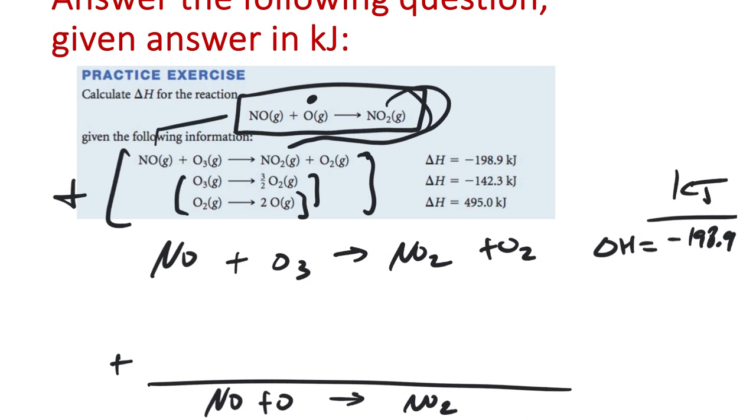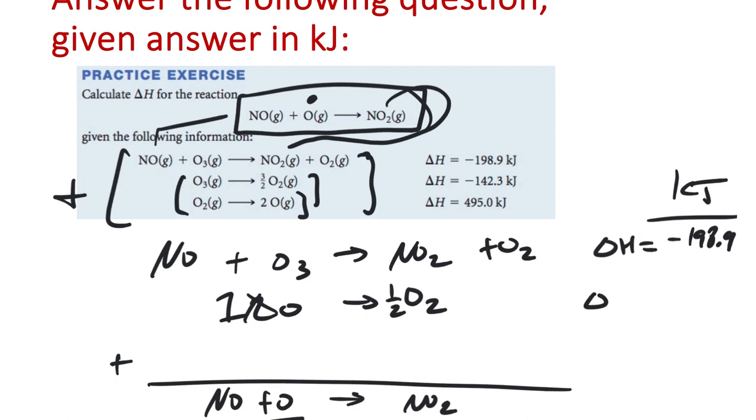If I flip that reaction and I go 2O goes to O2, I flip the reaction because I want to get the O onto the reactant side, because the O is down here, not on the product side, it's on the reactant side. But then there's only one O, not two O's. So I need to cut these coefficients in half.